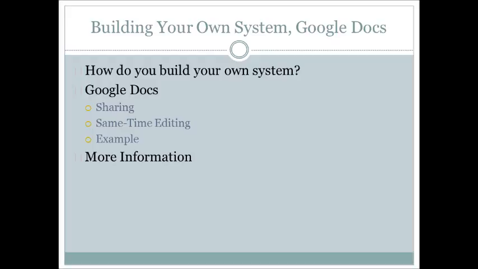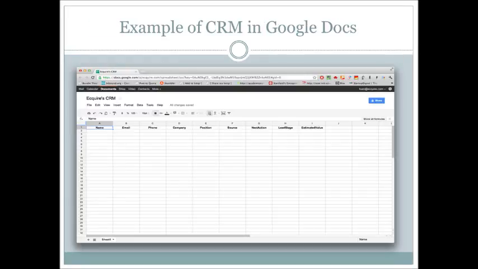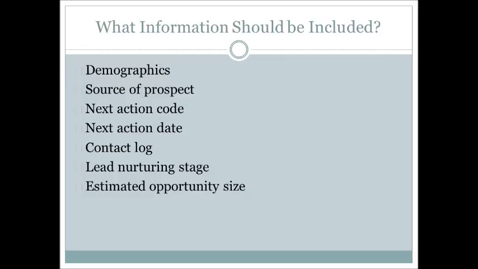So here on this slide is an example of a CRM system in Google Docs. It's just your basic spreadsheet, and you just add columns and what you need inside of it. The next slide will be exactly what you should put in for a CRM system. So then, what information should be included?